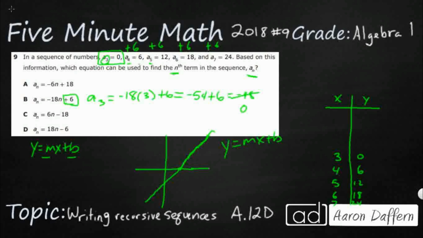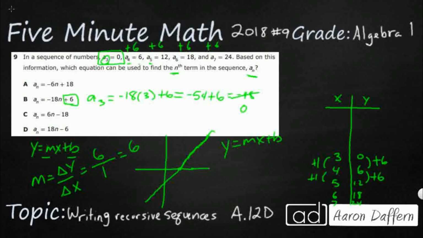So m, your slope, remember it's your change in y over the change in x. Well, look, every time that we go up 1 for the x, we're going to go up 6. So we go up 1, we go up 6. So that's pretty easy. So my slope is 6.